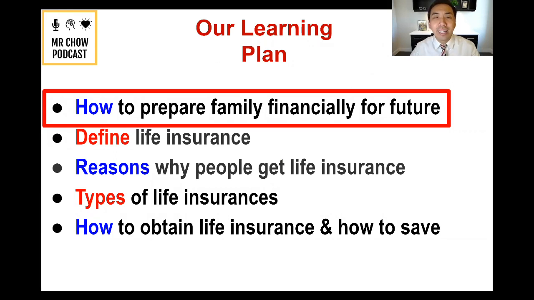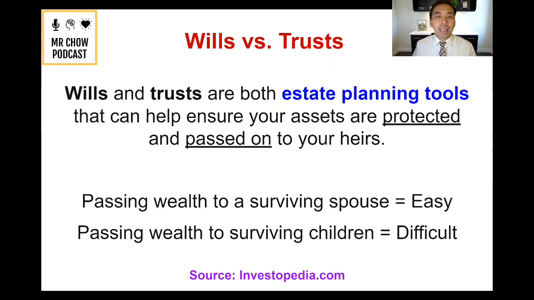How to prepare family financially for the future. I didn't plan to go into this, but last minute I added it. It's really about family planning when it comes to your assets. Right. So you've probably heard of a will. You've probably heard of a trust. So both of these are estate planning tools. And what's an estate? It's pretty much what you and your family have set up in terms of all of your assets, all of your valued assets in one place. That can help you ensure that your assets are protected and passed on to your heirs.